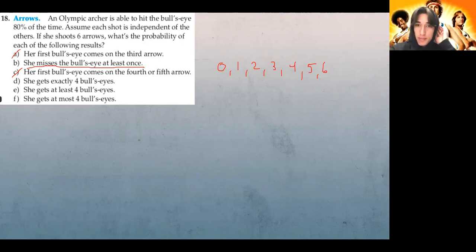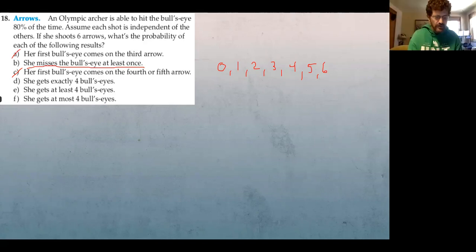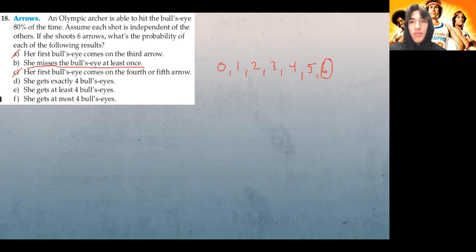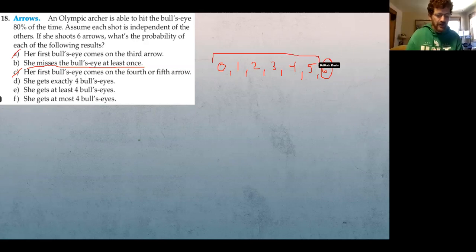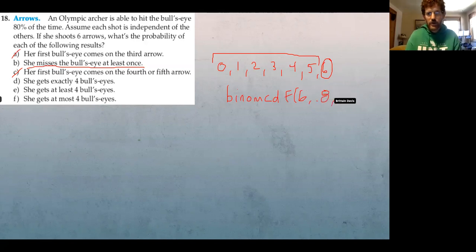So of course, in the case that she gets 6 bullseyes, did she miss any? No. So she didn't miss any for 6, which means every other outcome is an outcome where she missed at least 1 bullseye. So there you go. It's that binomial CDF, and I'll just go ahead and write it down. We have 6 trials. There's an 80% chance she's going to make any one of those bullseyes. And we want the probability up to 5 successes.